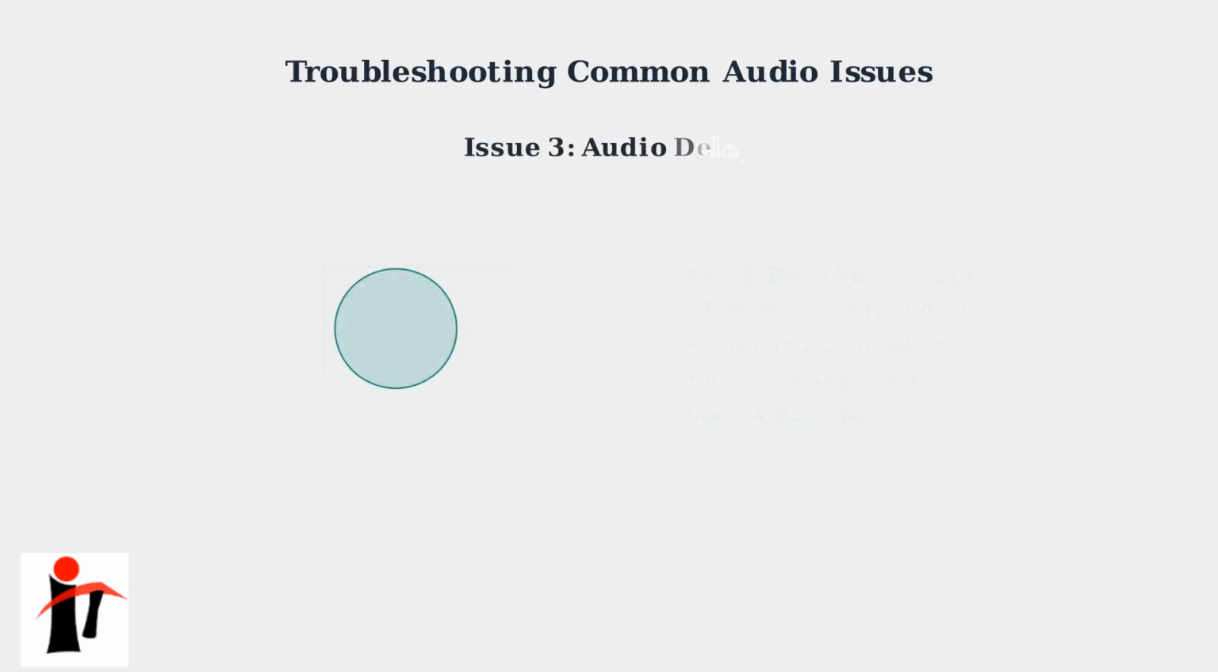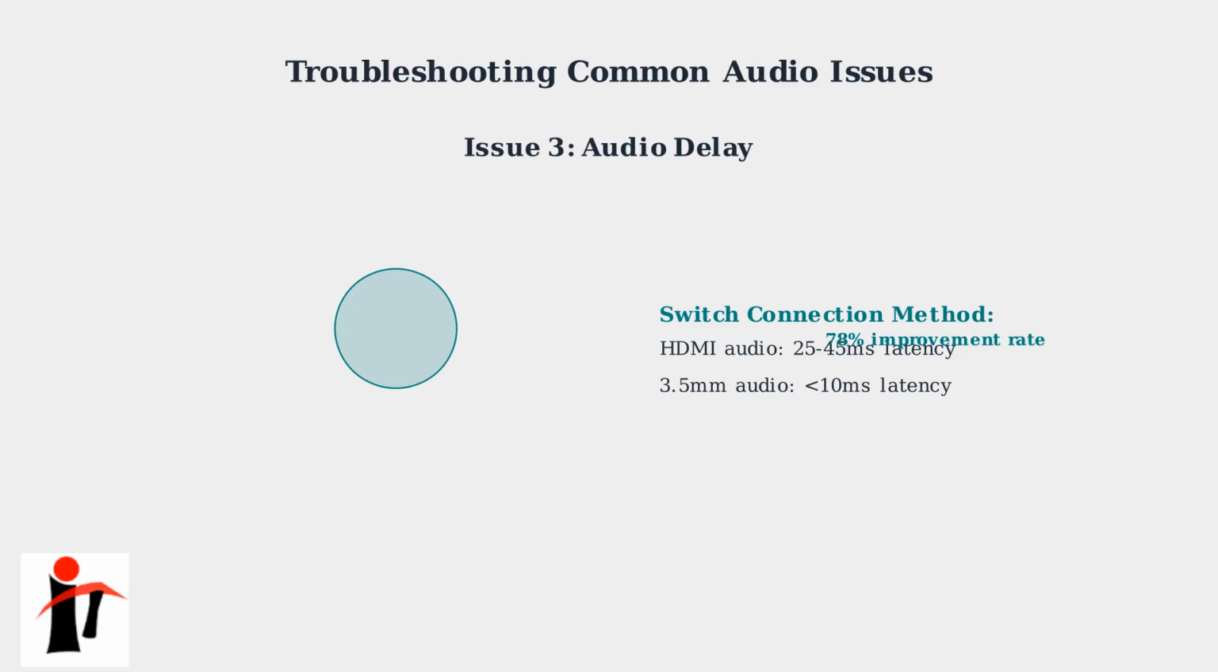Audio delays are common with HDMI connections, which can have 25 to 45 milliseconds of latency. Switching to a 3.5mm audio connection reduces this to under 10 milliseconds, with a 78% improvement rate.